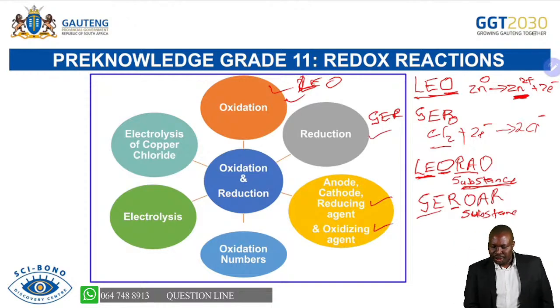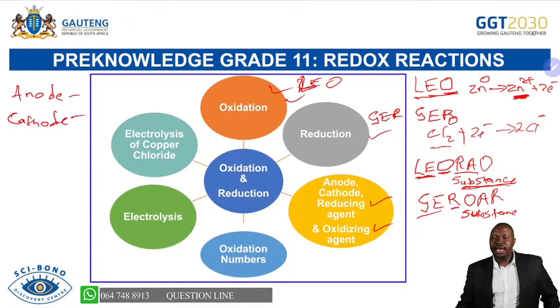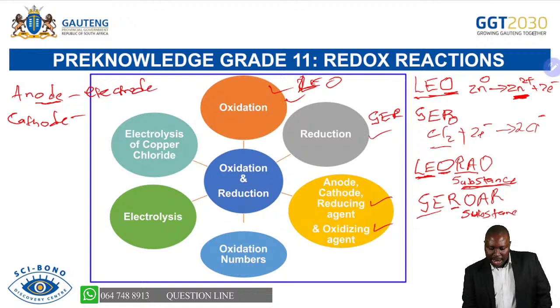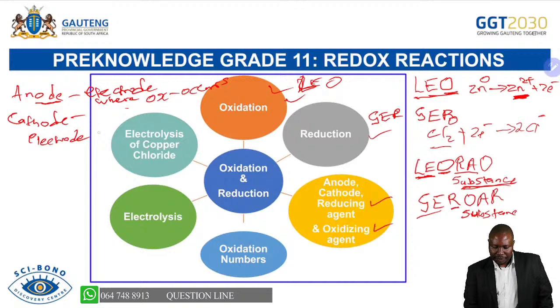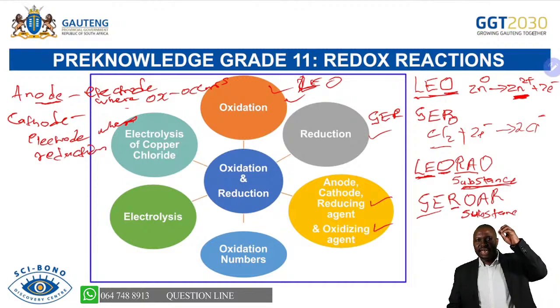Now we are left with the definition of what is an anode. You must know what is an anode, what is a cathode. So we're saying an anode, you can see from the name, it ends with ode. So that means it's an electrode. We say an anode is an electrode where oxidation occurs. A cathode is an electrode where reduction takes place. You can see I didn't say a cathode undergoes reduction. I say it's the electrode where.